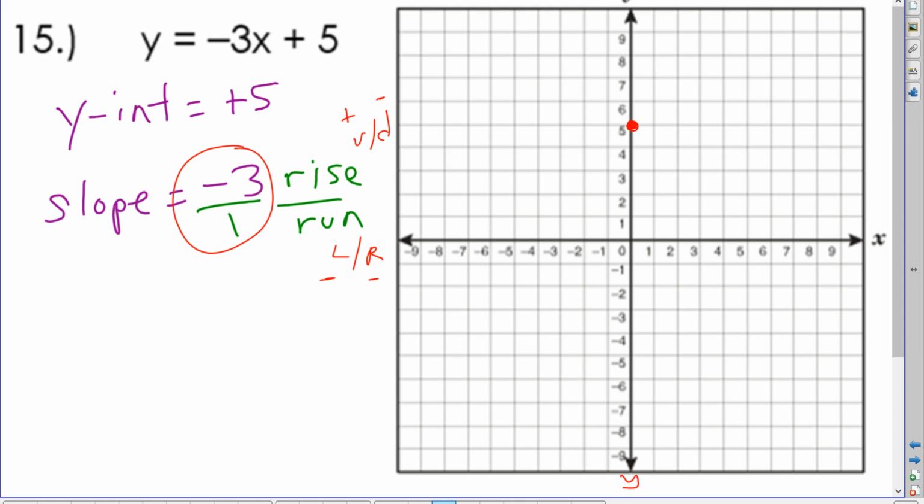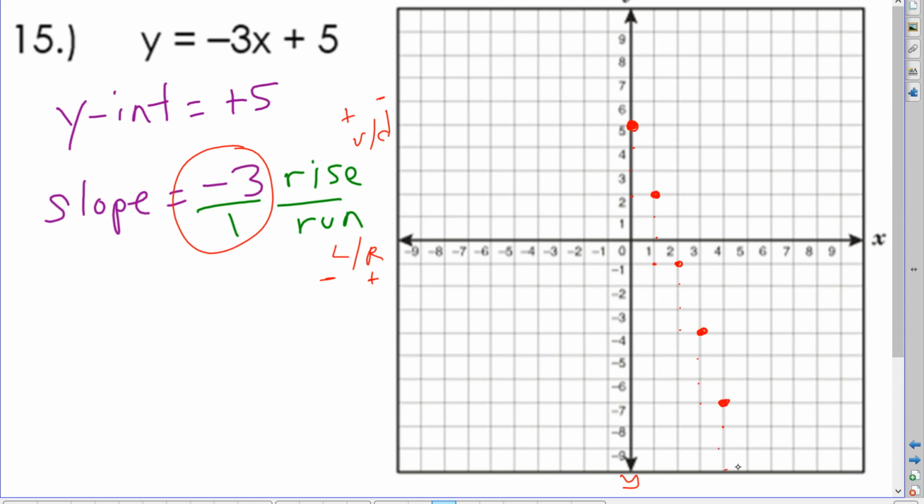Left if your number's negative, right if your number's positive. So my numerator is negative, so I'm going to go down 3, 1, 2, 3. And then from here, I'm going to run positive 1. Again, down 3, 1, 2, 3, 1 to the right, positive 1. Down 3, positive 1. Negative 3, positive 1.